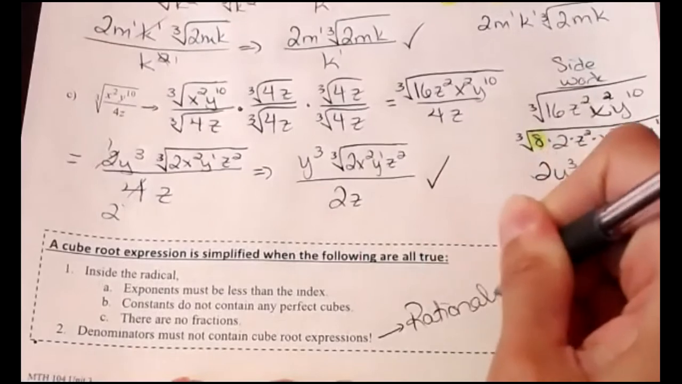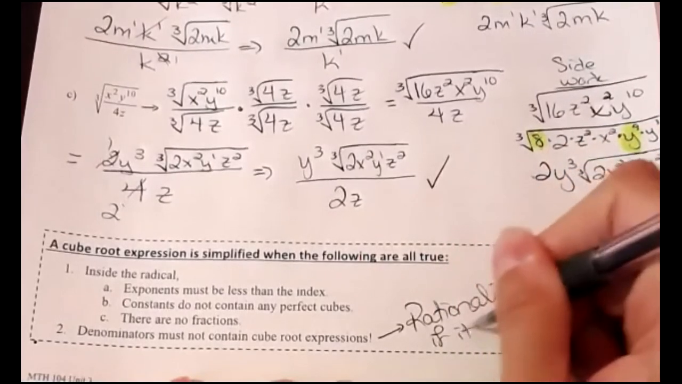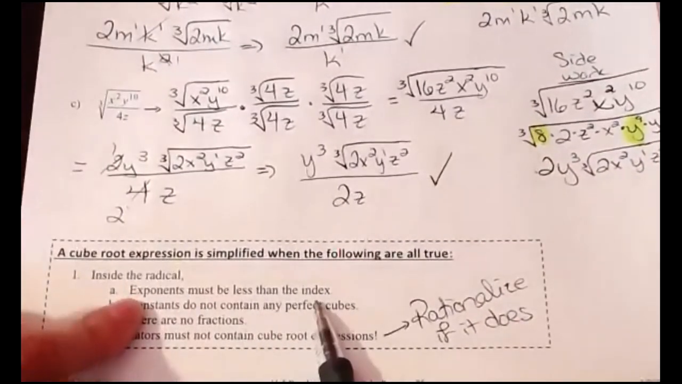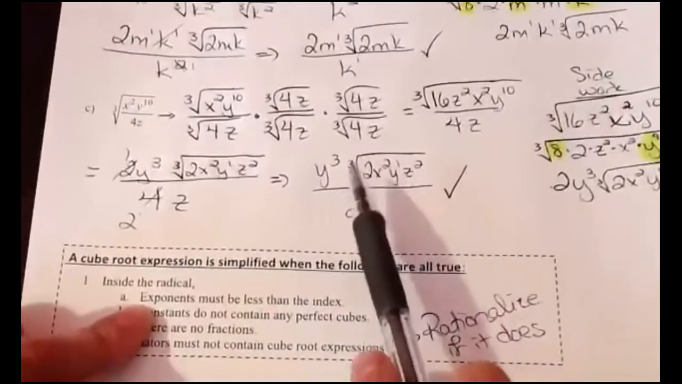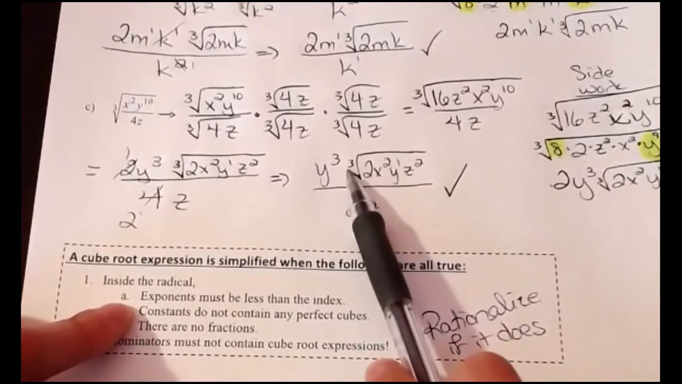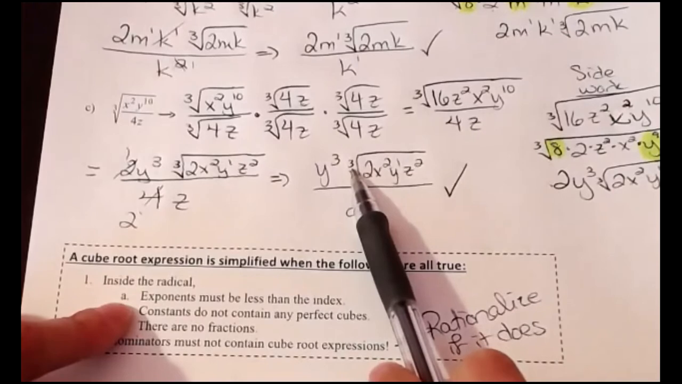What does A mean? What does "exponents must be less than the index" mean? Oh, that means that your powers are less than the index. So for instance, here, actually, let's go to my answer. I know that this is simplified completely because my power is 2, that's smaller than my index. My power is 1, that's smaller than my index. My power is 2, smaller than my index.